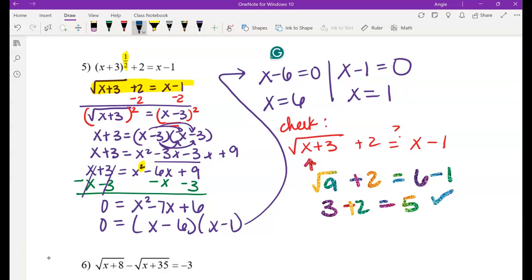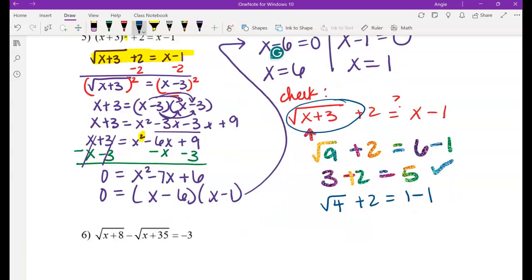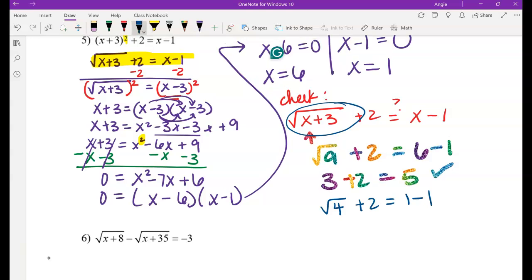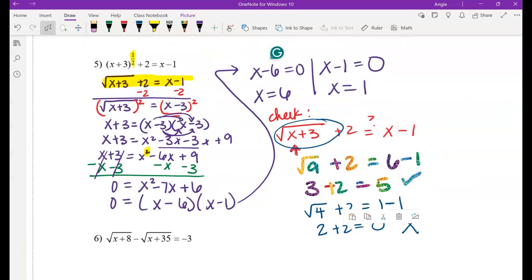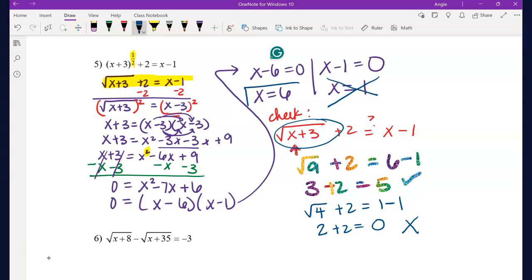Let's check 1, square root of x plus 3, so x is 1. 1 plus 3 is now 4, plus 2 equals 1 minus 1. So let's see what's going to happen. Square root of 4 is 2. 2 plus 2 is 4. 4 is definitely not equal to 0. So out of these two solutions, guys, we can only keep one, okay? So this one we cannot keep, but this one we can.